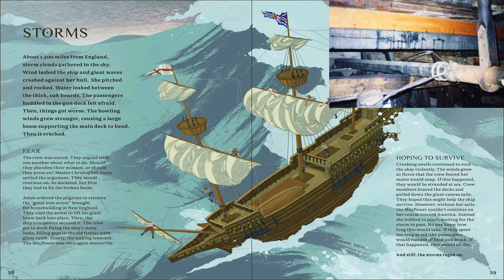During the passage, the Speedwell sprung a leak and had to return to England, and the Mayflower nearly sank after its main mast cracked during a gale. The Pilgrims used the screw from their printing press to help keep the mast together for the rest of the journey, using the screw a lot like a modern-day car jack to hold the mast together, as seen in the image at the top right.